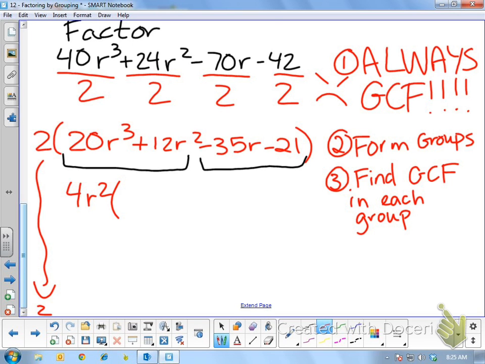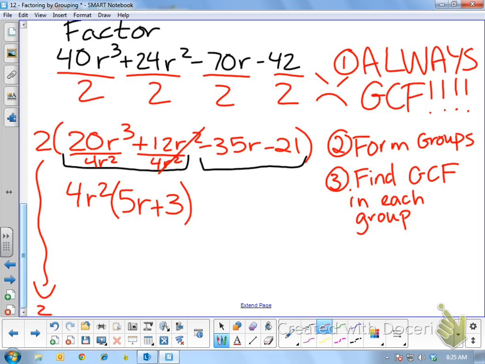So now we divide. 20 divided by 4 is 5. R to the third divided by r squared is r. We divide the other one by 4r squared. 12 divided by 4 is 3. The r squareds cancel. We have the same variable over the same variable, they cancel. So we found the greatest common factor with our first group.